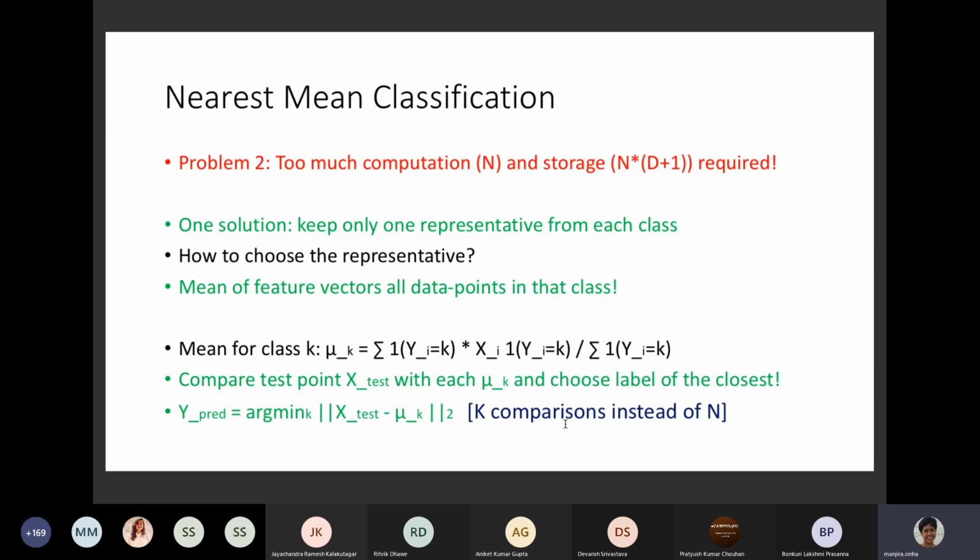And now, as you can understand, the number of data points can be in the order of hundreds and thousands, but the number of classes will be what? In the order of tens. And this is just a summation operation, right? So now my number of comparisons is very small, or the number of computations is also very small.